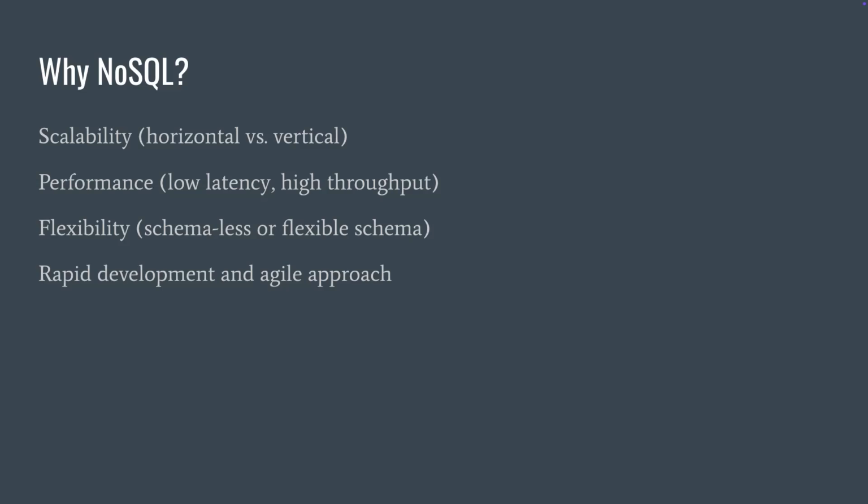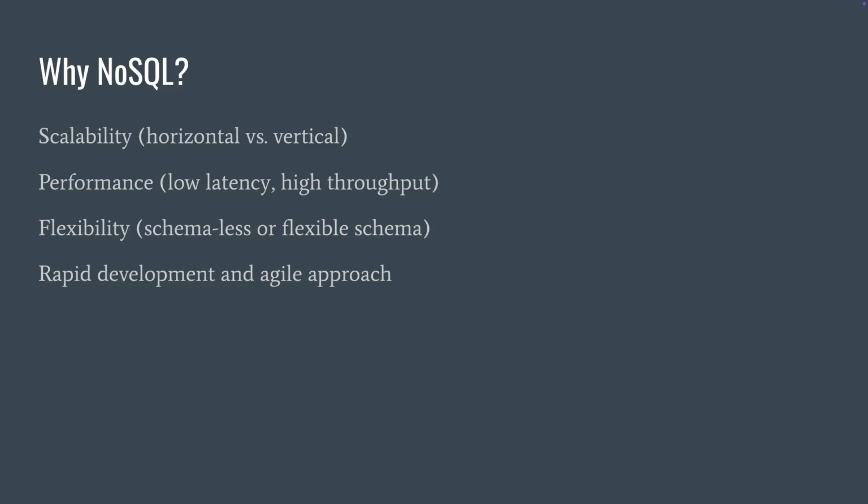Third is flexibility. Traditional relational databases require a defined schema upfront, and if you need to change the schema later, it can become a pretty disruptive process. NoSQL databases often adopt a schema-less or flexible schema model, meaning you can store data in the way that suits your evolving application needs. This approach is a big advantage for agile development where requirements may frequently shift.